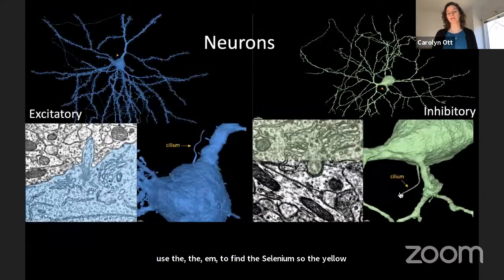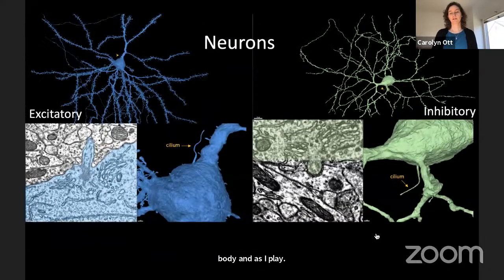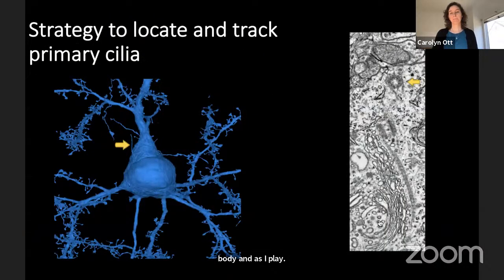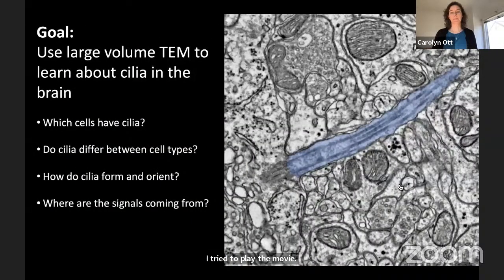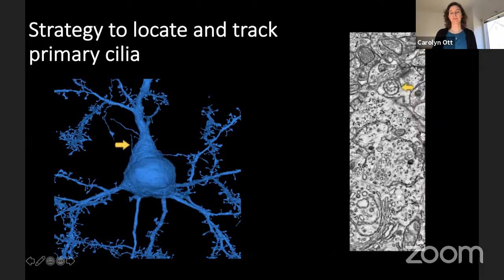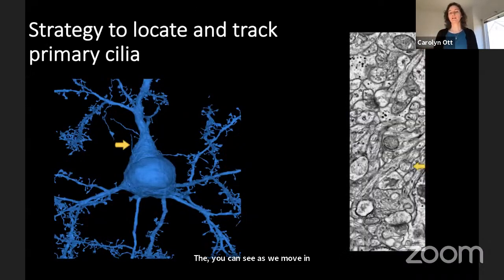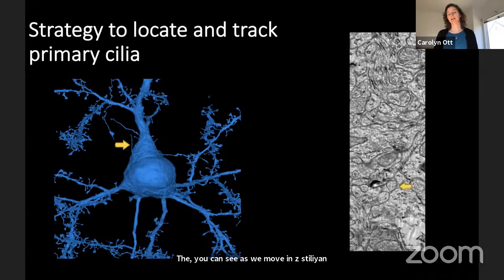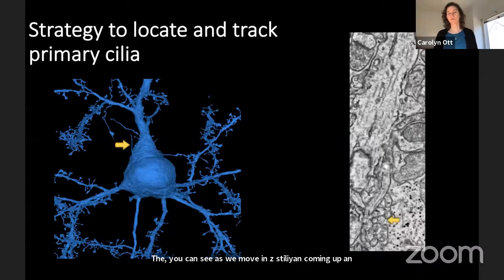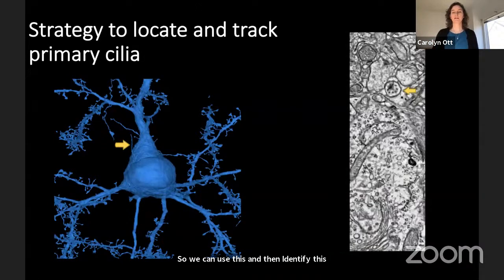And as I try to play the movie, there we go. You can see as we move in Z, the cilium coming up and out of the cell. So we can use this and then identify the cilium in that way if it's not in the segmented data.